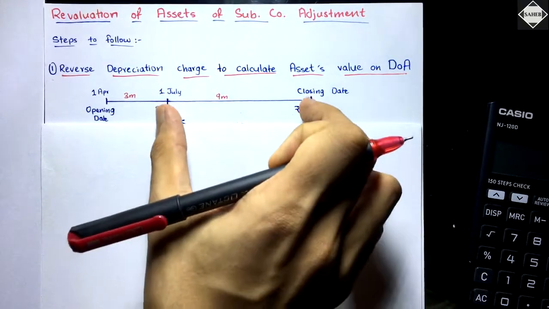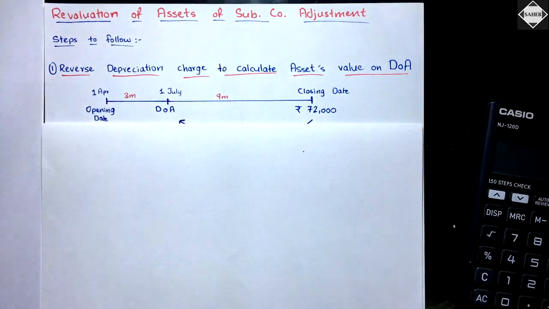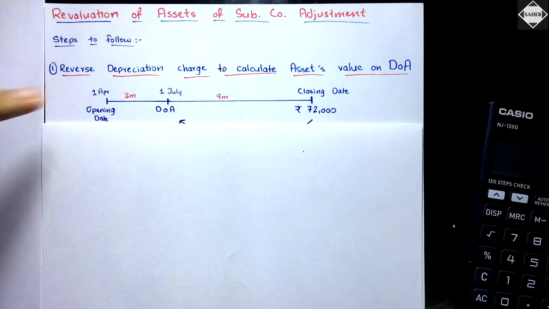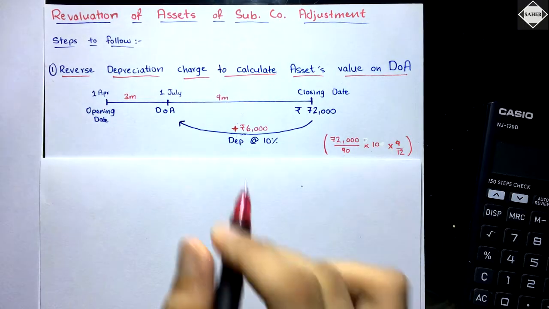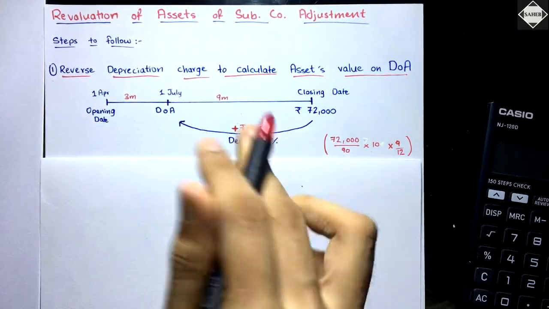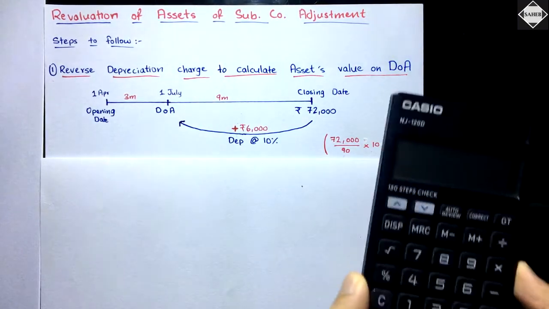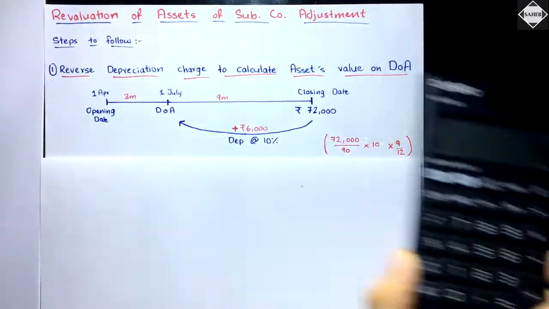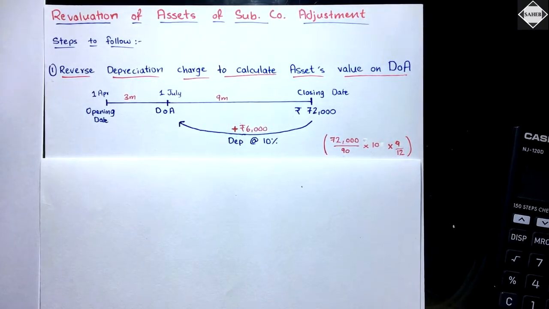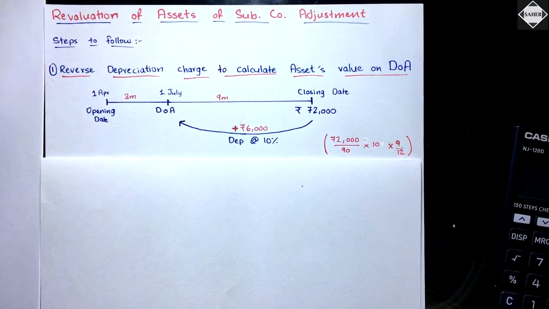Just calculate 9 months depreciation and add it to this value. You have got the date of acquisition value. Is that clear? Both the options you have. Fine. So this is how you will calculate. I have just reversed the depreciation charge by 6,000, the 10% depreciation charge of only 9 months. I have got the value as how much? 78,000, right? 72 plus 6, 78,000, right?